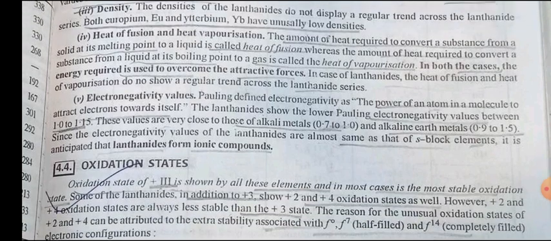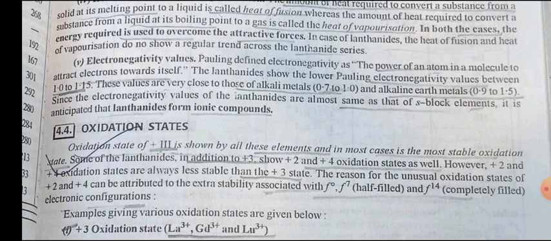Heat of fusion and heat of vaporization. The amount of heat required to convert a substance from a solid at its melting point to a liquid is called heat of fusion, whereas the amount of heat required to convert a substance from a liquid at its boiling point to a gas is called the heat of vaporization. In both cases, the energy required is used to overcome the attractive forces. In case of lanthanides, the heat of fusion and heat of vaporization do not show a regular trend across the lanthanide series.